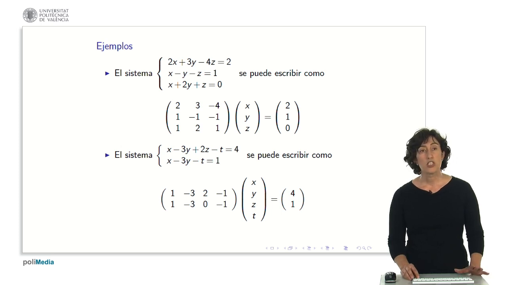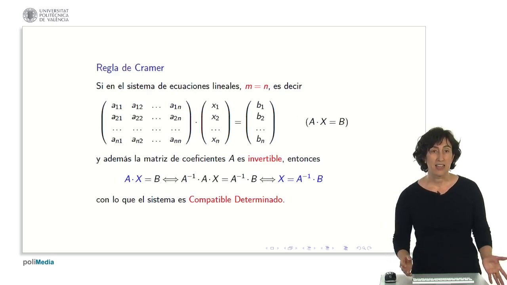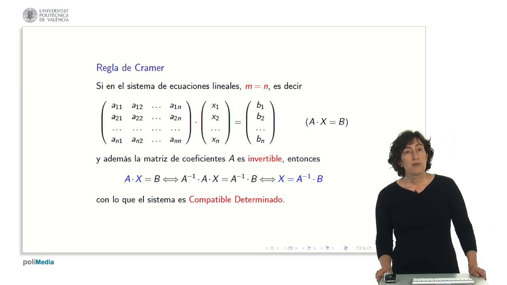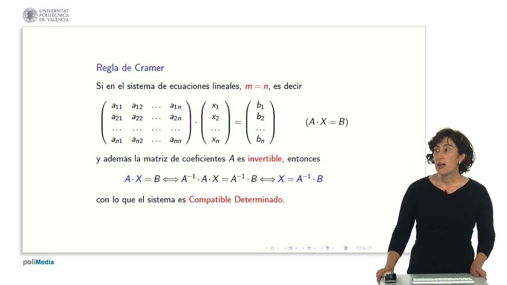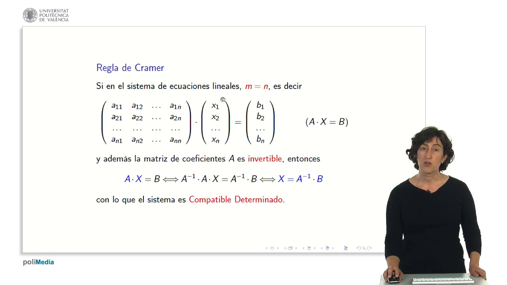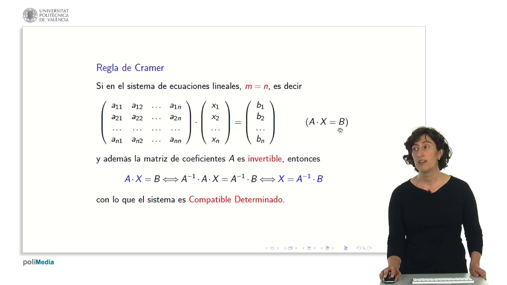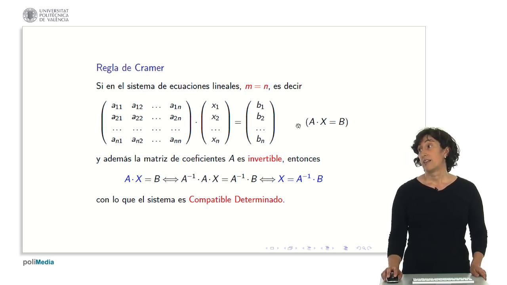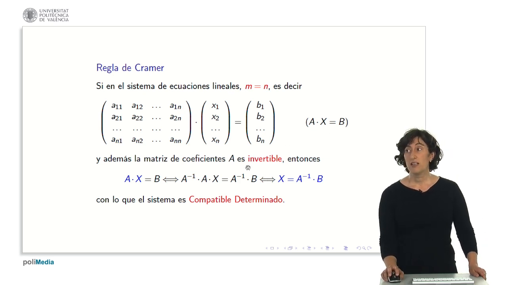Well, now that this is seen, let's see what Cramer's rule is. Cramer's rule is a way to solve systems of linear equations in which the number of unknowns coincides with the number of equations, m equals n. In that case, the matrix expression would be, as we have said, this one here, A times x equals b. And if in addition the matrix A is invertible, what happens?